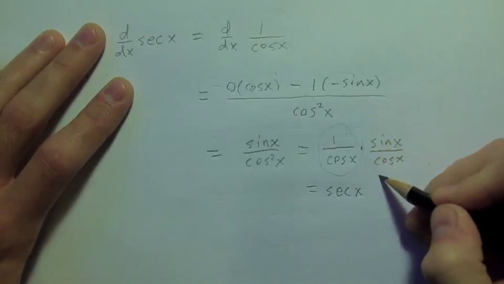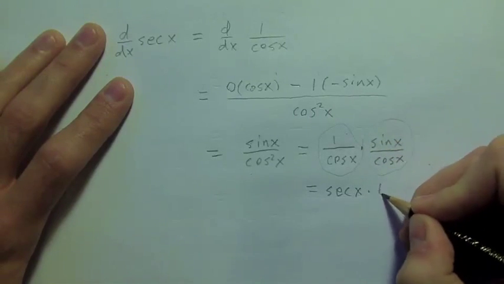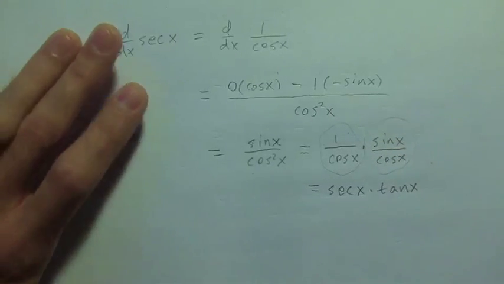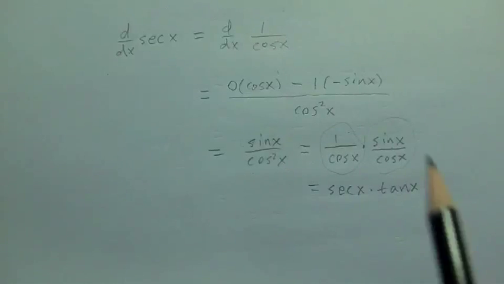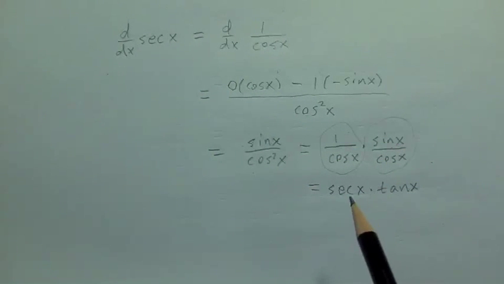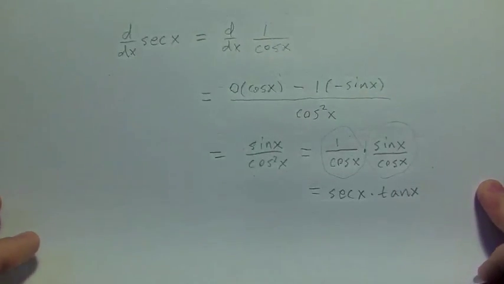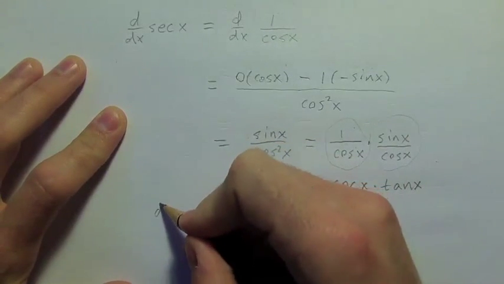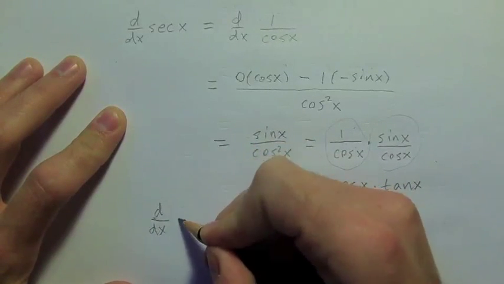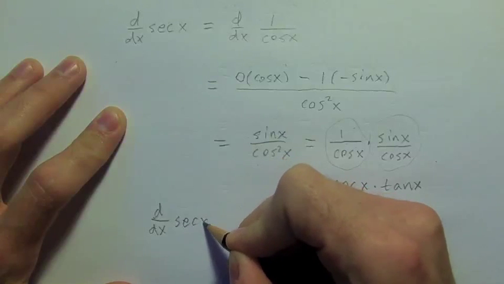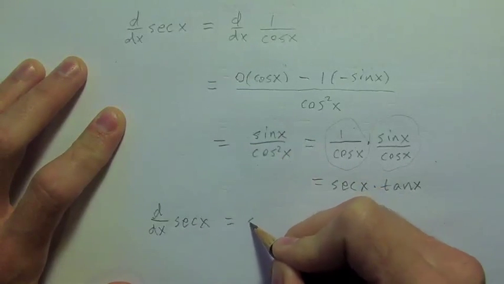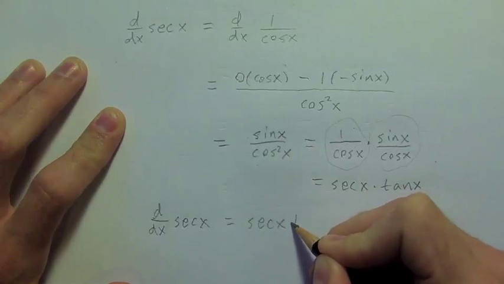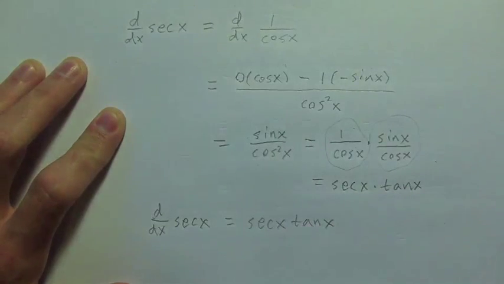and this is tangent. So the derivative of secant x is secant x times tangent x. Okay, so that's the rule for secant. So the derivative with respect to x of secant x is secant x tangent x.